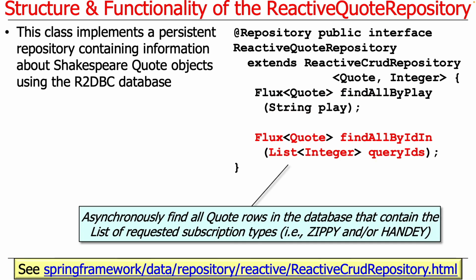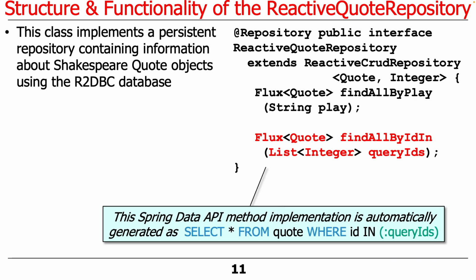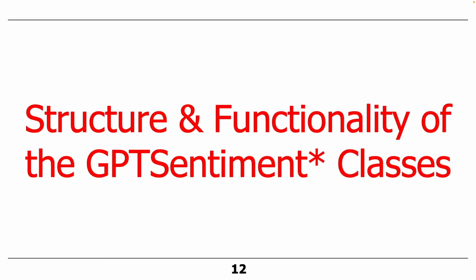This is the actual method we're going to focus on. This is find all by ID in. And so that finds all the rows in the database that contain the list of, it should say list of query IDs, not subscription types. It finds the query IDs, and that'll return a flux of those things. So it goes and looks up the query IDs, whatever they are, and of course they're generated randomly for what we're doing. And that turns out to be select from the quote table where the ID is in this list of query IDs. So you can see how Spring's data API takes these keywords that are kind of concatenated together that you write and then turns them into the corresponding SQL implementation statements.